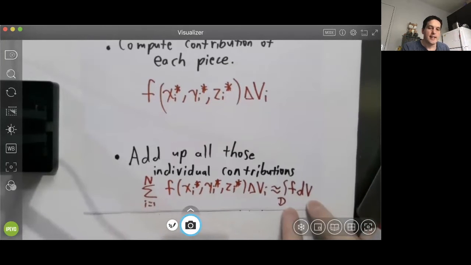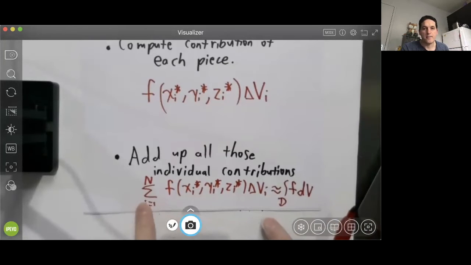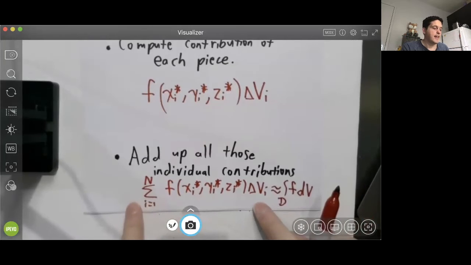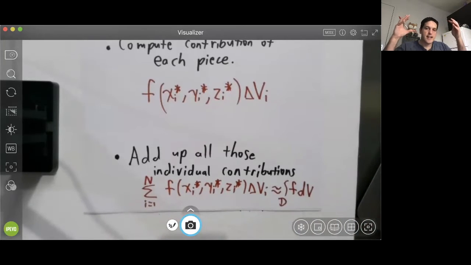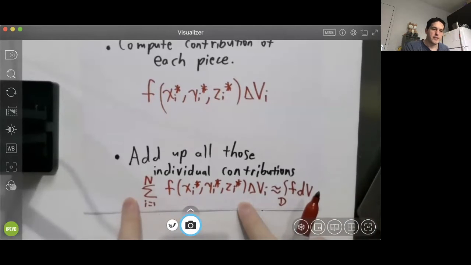So this integral that we're defining right now is actually a limit of Riemann sums. It's a limit of sums like this as the size of the individual pieces is getting smaller and smaller and approaching zero. This integral is a limit of Riemann sums like this.